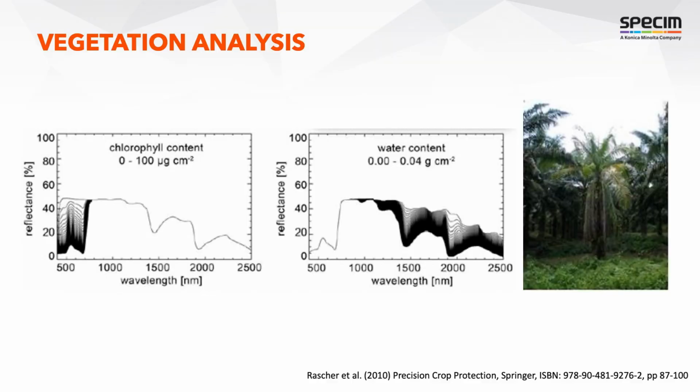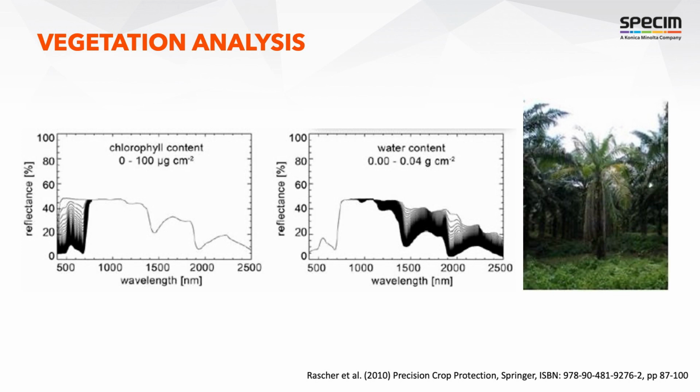Another type of application where the SWIR spectral range is very important is related to vegetation. I really like the slide here provided by Uwe Rascher from the Jülich Research Center. You can see a full spectrum between 400 and 2,500 nanometers, and how it is affected by the level of chlorophyll, especially around 500 to 600 nanometers, but also by the water content of the plant, which is more between 970 and 2,500 nanometers.